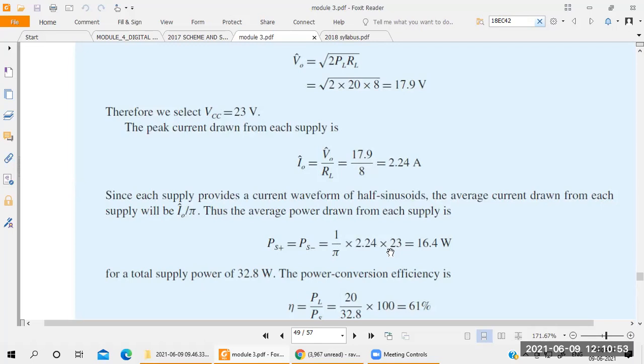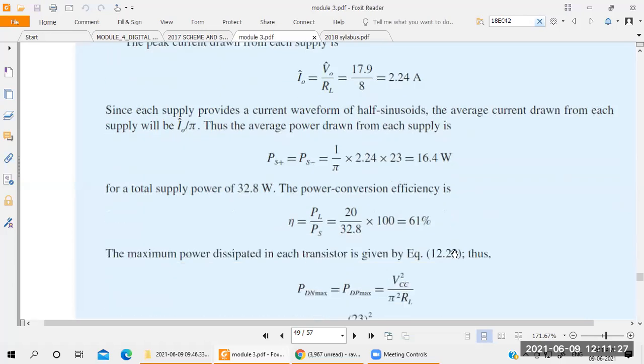For that, take the average power supply. You can write PS plus is equal to PS minus. PS plus for the NPN transistor, PS minus for the PNP transistor. That should be equal to what here? Average, that is 1 by pi into I naught into VCC. Simplify this. How much did you get? Each supply power is 16.4 watt. So PS plus is equal to PS minus, it is 16.4 watt. And then each transistor power consumption.